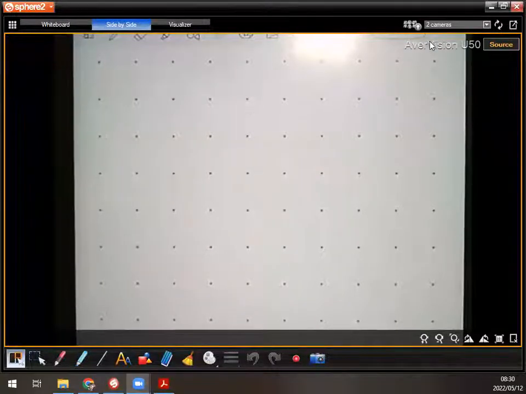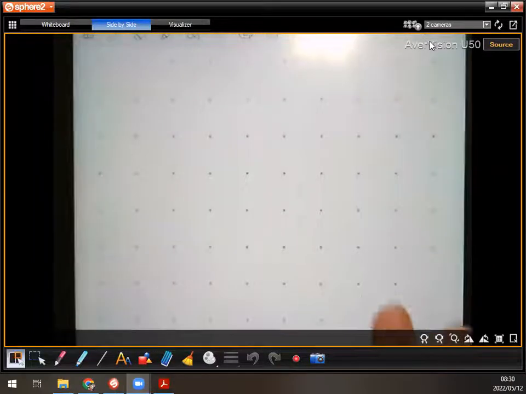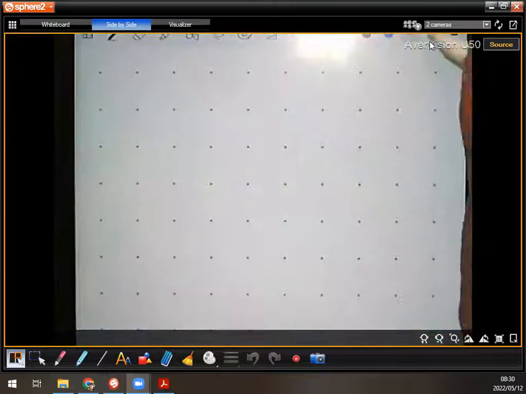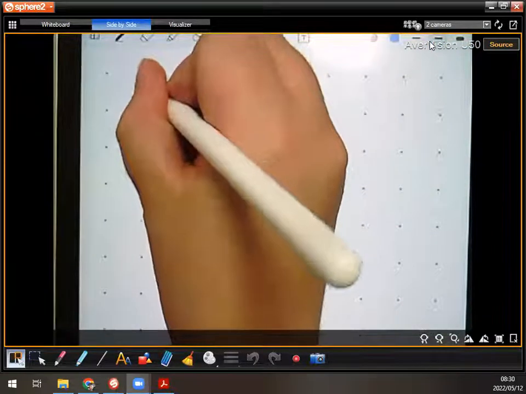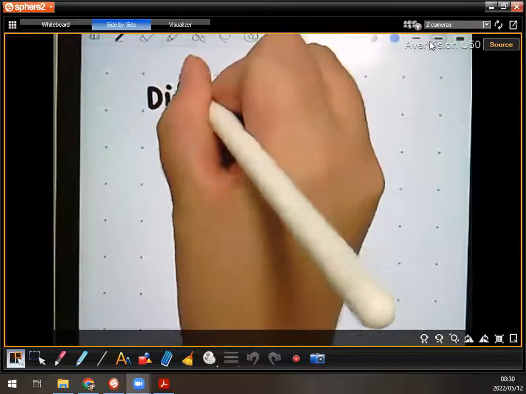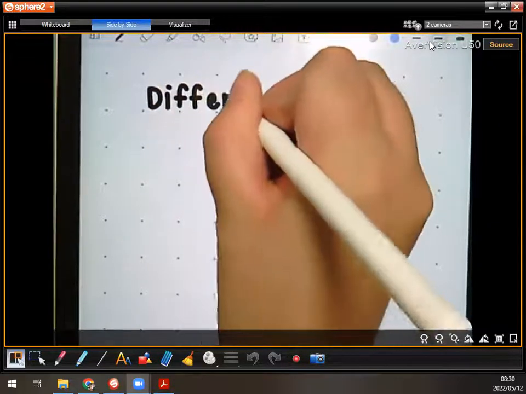Okay, so the heading is quite a long heading in the textbook. Let's think, can I make it a bit shorter? Let's say different time periods.